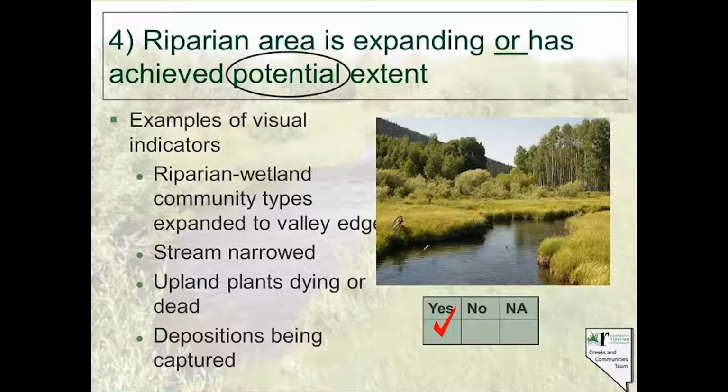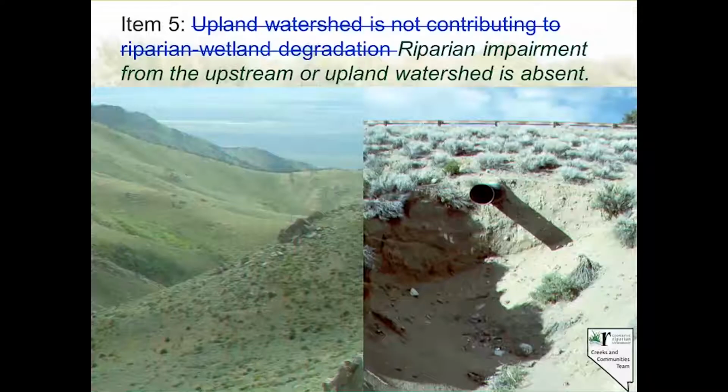Item 5, riparian impairment from the upstream or upland watershed is absent. You can see again in blue the struck out version of the old question. One of the biggest problems with that old question was that it only said upland. And if there was something that was a channel problem outside of your reach upstream that was causing degradation in your site, you couldn't answer it as a no, just because the question specifically said upland. So it's been reworded to include upstream or upland.